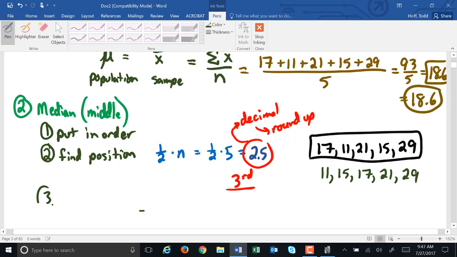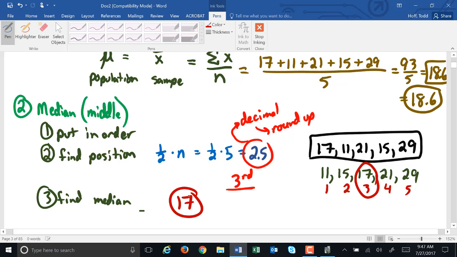So then our final step is to find the median in the list. So 1, 2, 3, 4, 5. The third number is the 17. That's our median. Now, some of you may have been taught to do a median by just starting at the ends and crossing off the ends and work your way into the middle. That works great on a set of numbers like this. It's only like 5 or 6 numbers. If you have like 200 numbers, that could take a while.